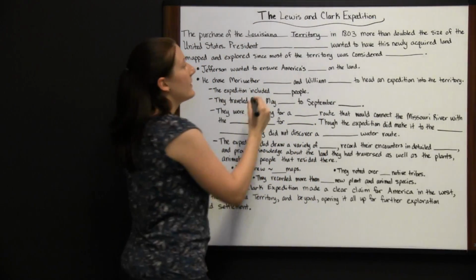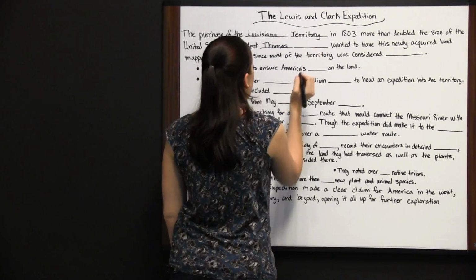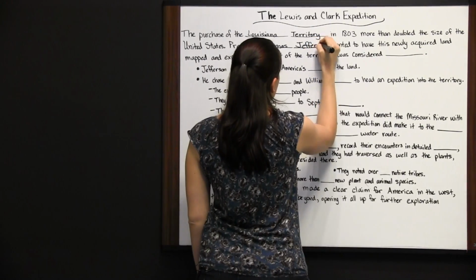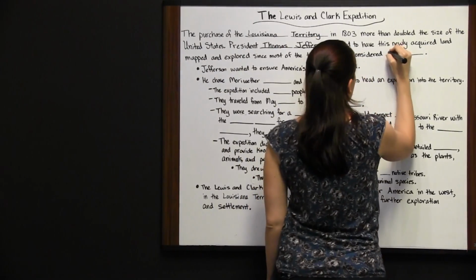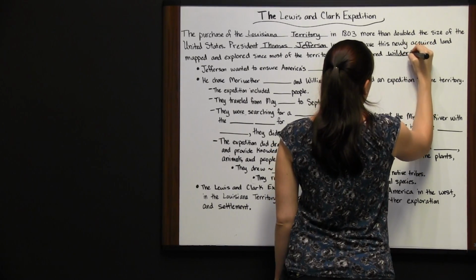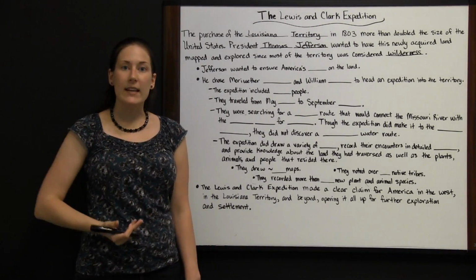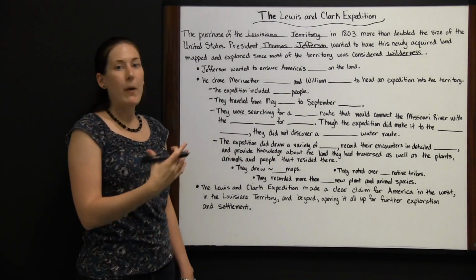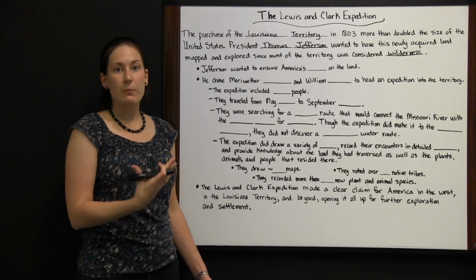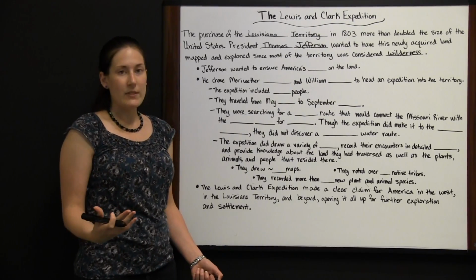President Thomas Jefferson wanted to have this newly acquired land mapped and explored, since most of the territory was considered wilderness. It was unexplored, nobody knew what was out there. They knew Native Americans were there, but it hadn't been mapped out and no one had laid claim to it out past the Louisiana Territory. Everything in the Louisiana Territory had just been purchased from France, so the United States did own it, but they didn't know what was out there.